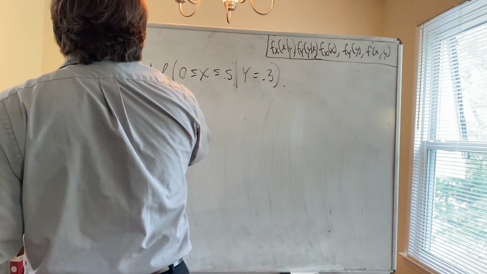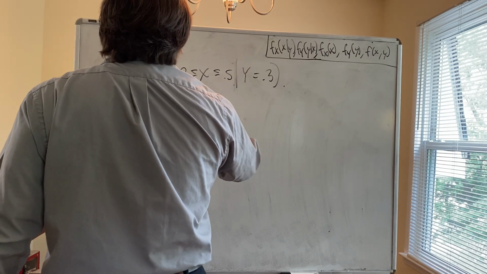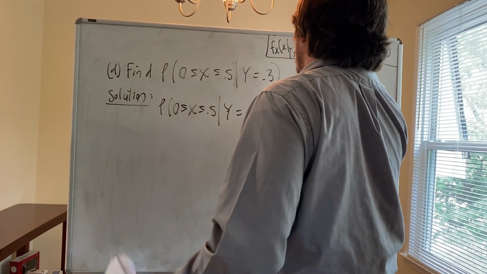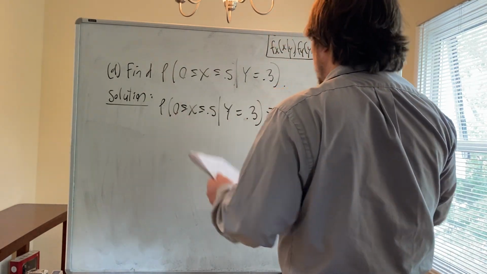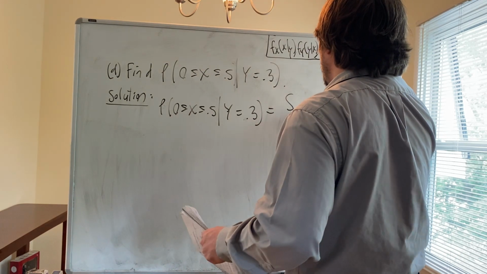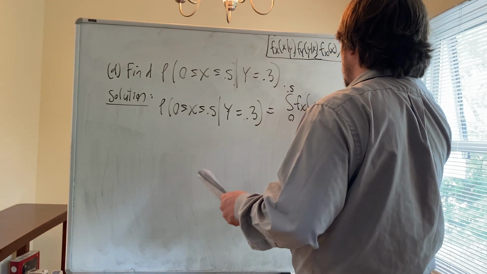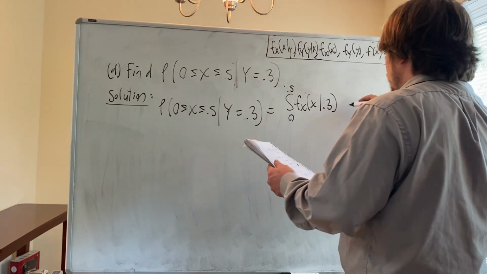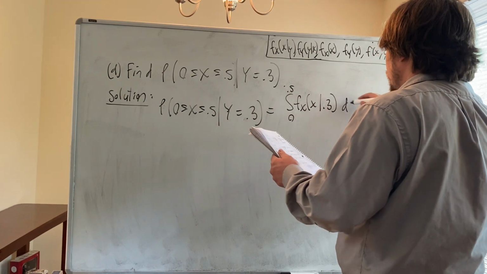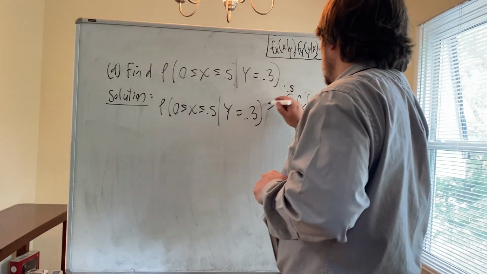So the solution here: the probability that 0 is less than or equal to x, less than or equal to 0.5, given that y is equal to 0.3, is equal to the definite integral from 0 to 0.5 of f sub capital X of x given 0.3, dx. Let me just write equals to that.